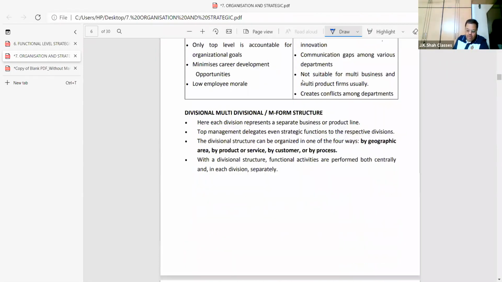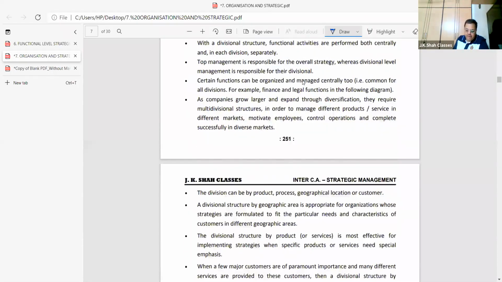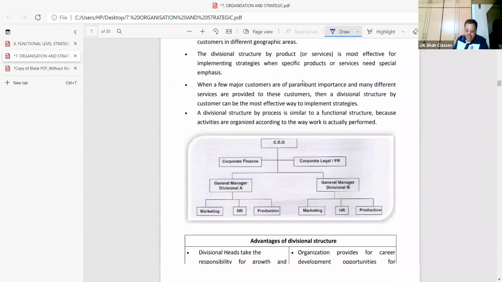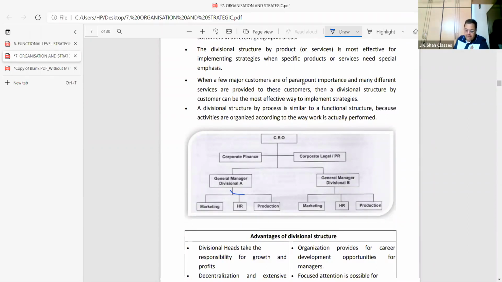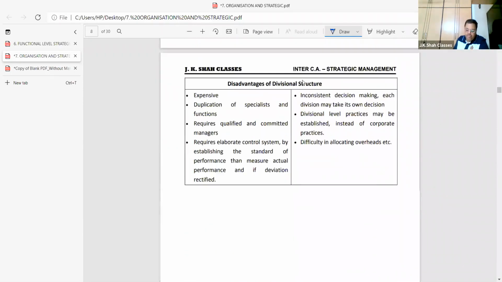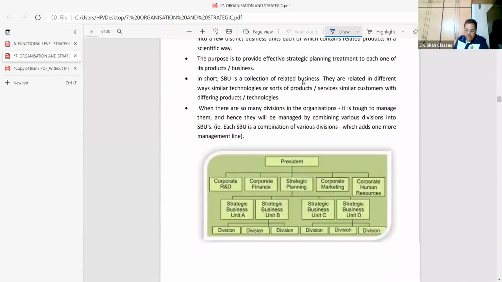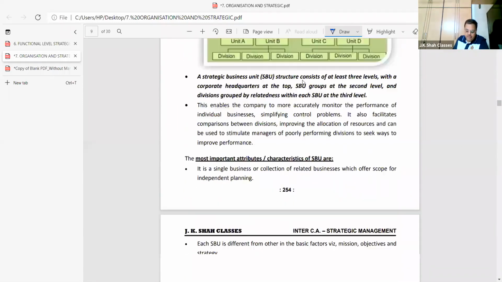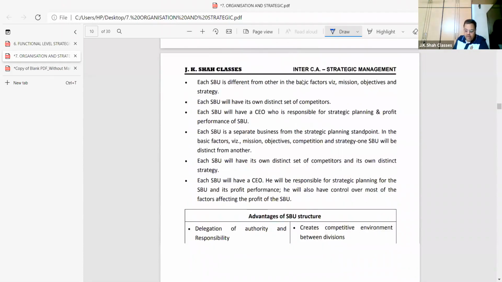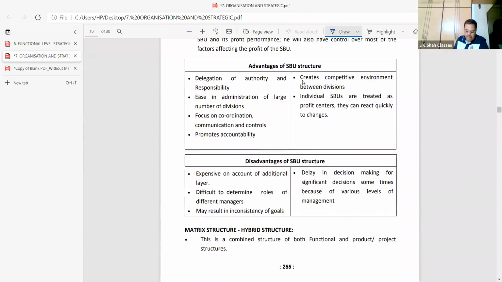Disadvantage, you can go. Divisional, I explained. Divisional, look, it will be written here. General manager, division A, division B. I think better than this is the example that I gave to you. Multi-divisional structure. Then beta SBU. SBU means something like this. It is here. Okay, I'll explain the next part, students, now.